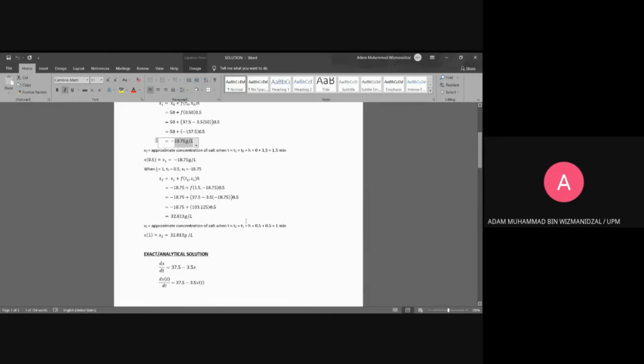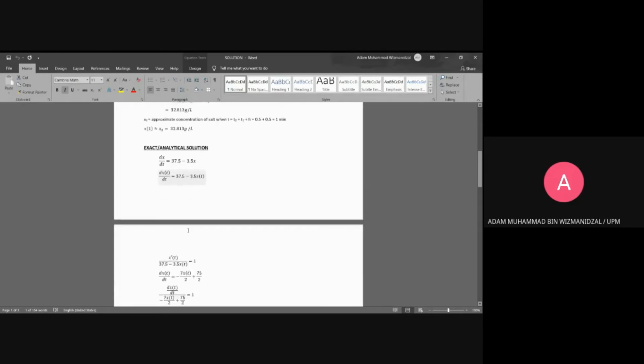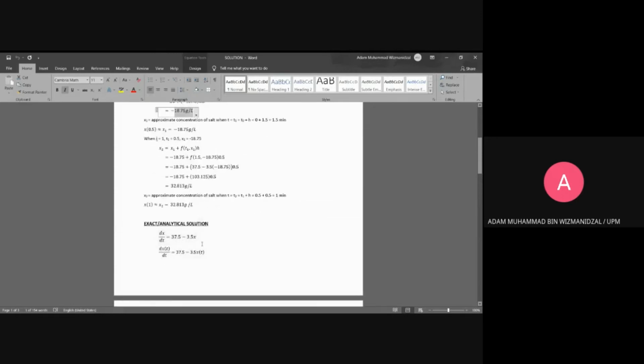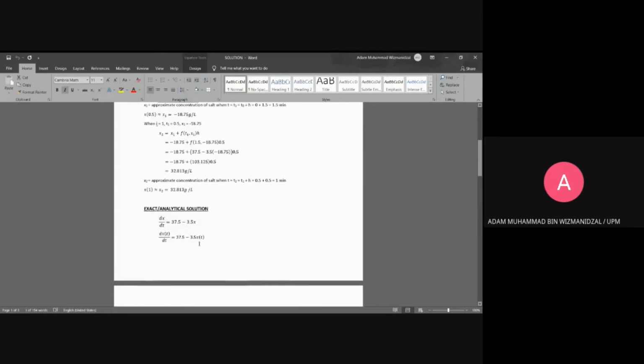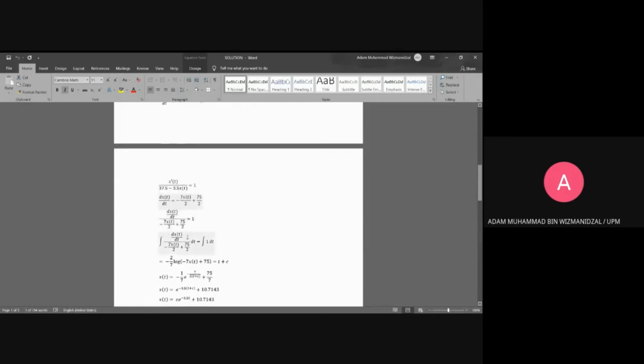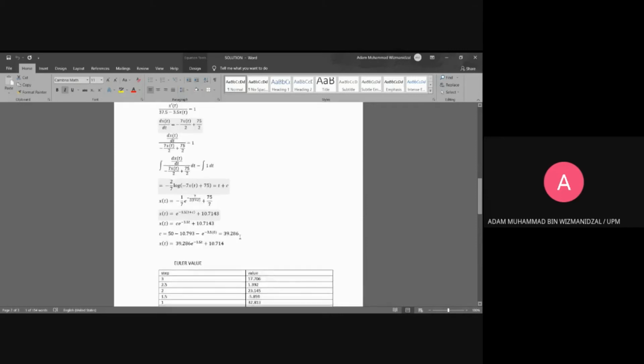So for the analytical equation solution or the exact solution, we need to integrate the equation that is given, which is the 37.5 minus 3.5x. So by integrating it, with all this formula and equation, we can get the final equation, which is 39.286 exponent with a power of negative 3.5t plus 10.714.